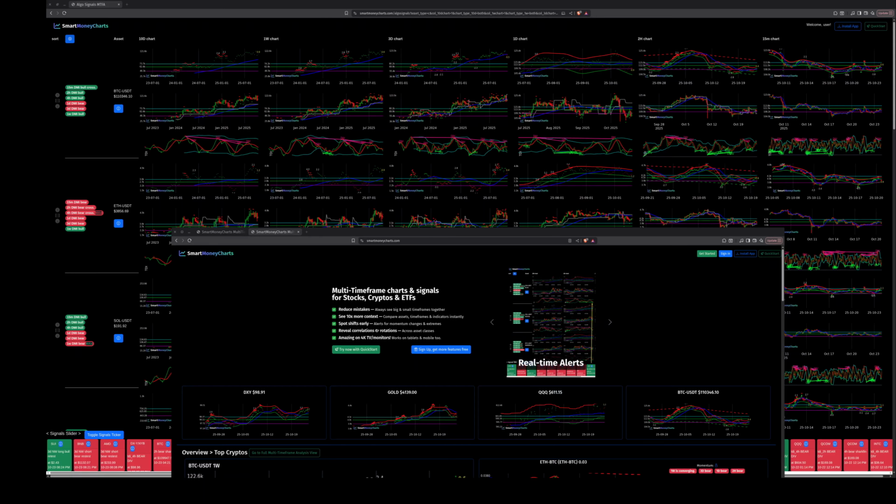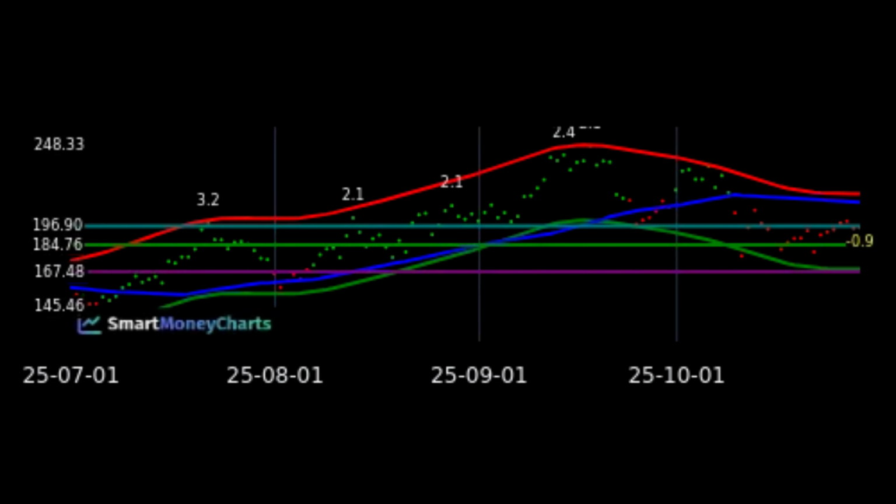Some of the other things we have is the Nadaraya-Watson upper and lower bands to help show expected price ranging, which you could target. An example of that is here on Solana, where we have the upper, this red curve, and the lower, this green curve.